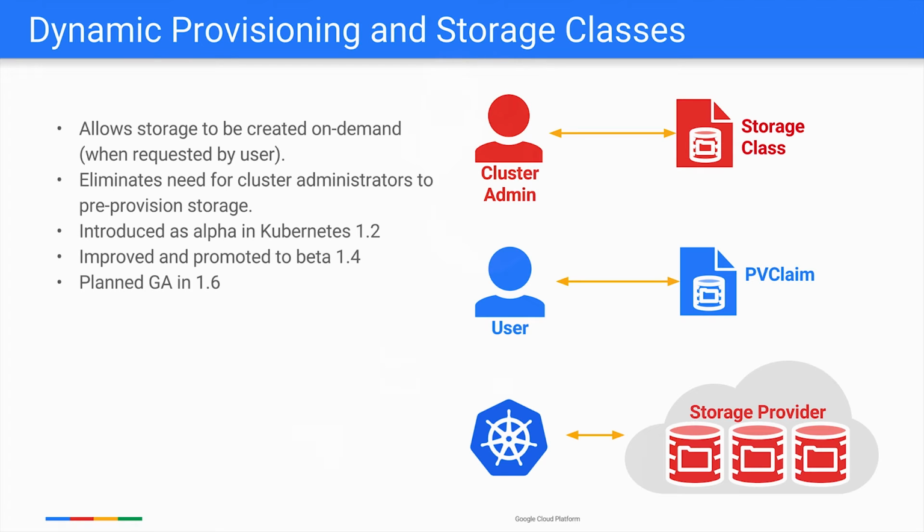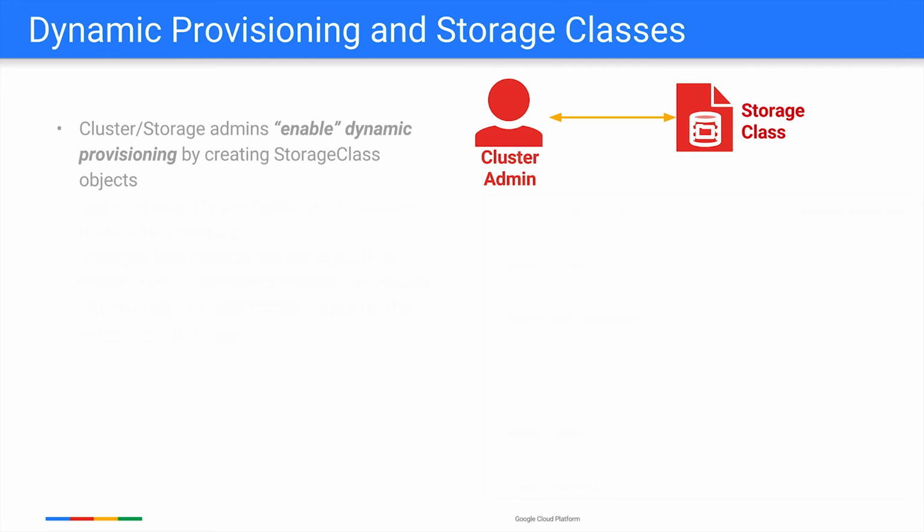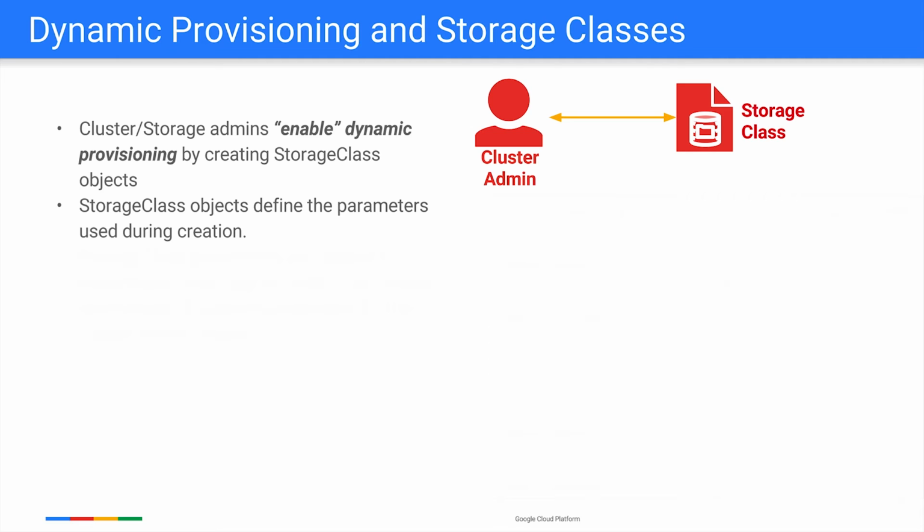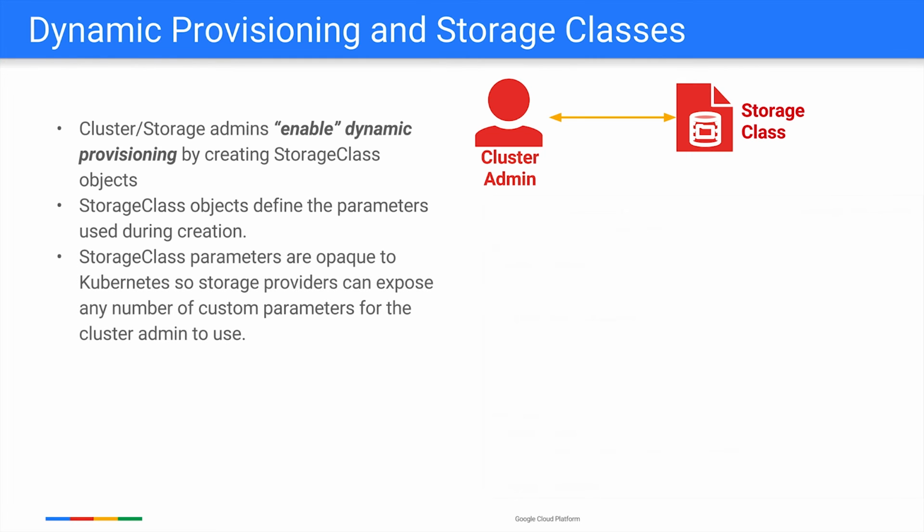This makes a lot of sense in cloud environments like GKE, where an API call can provision new storage within a matter of seconds. But even for non-cloud storage systems like NFS, you could write a provisioner that maybe triggers the creation of a new share on demand. To use dynamic provisioning, the cluster storage admin must first enable it. They do this by creating one or more storage class objects. The storage class object specifies the volume plugin to use for provisioning and the parameters to pass to that plugin.